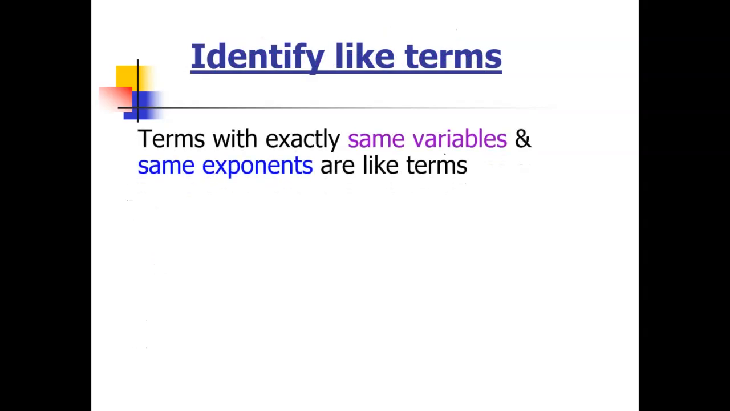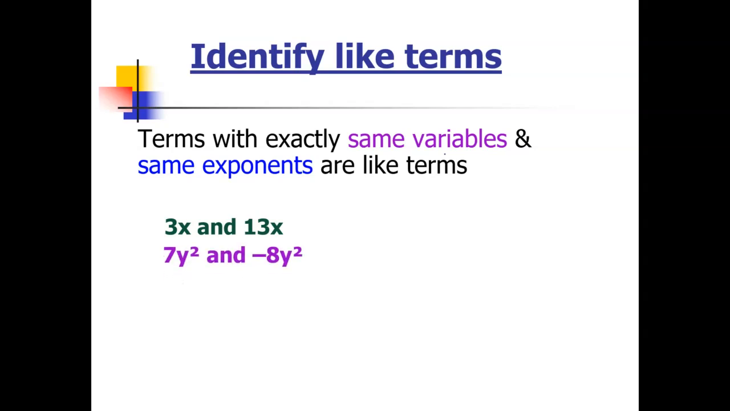Let's identify the like terms. Terms with exactly the same variable and same exponent are considered like terms. So you have to compare the variables first, and then you have to look at the exponent. If they both match, the terms are considered to be like. I'll give you a few examples here. 3x and 13x. Remember, 3 and 13 could be different because those are numerical coefficients. I'm looking at the x and the x. Both have power 1. The variable is the same. The exponent is the same. These are like.